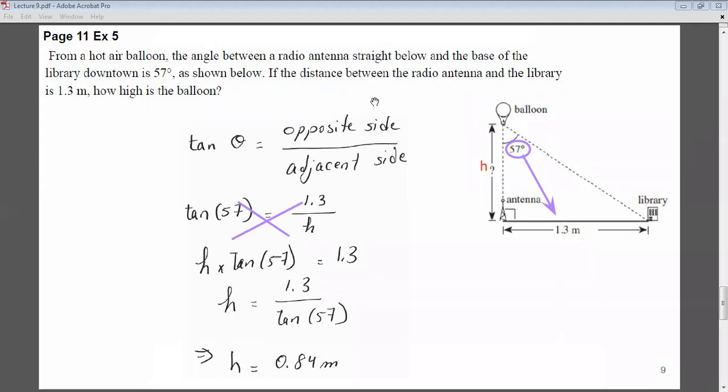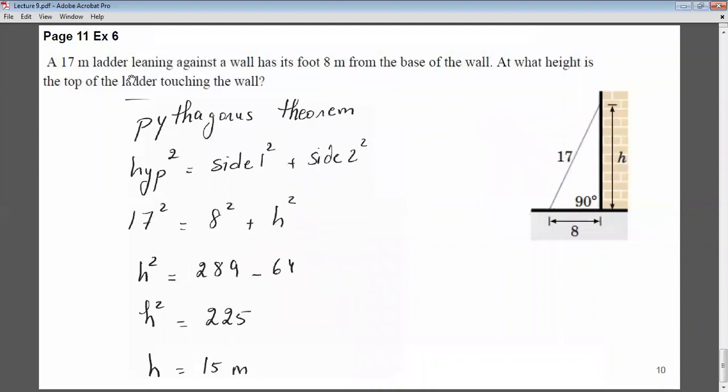Okay, let's do a last one. A 17-meter ladder leaning against a wall has its foot... So everything is on the drawing. This side is 17, this side is 8, and he's asking for this side.